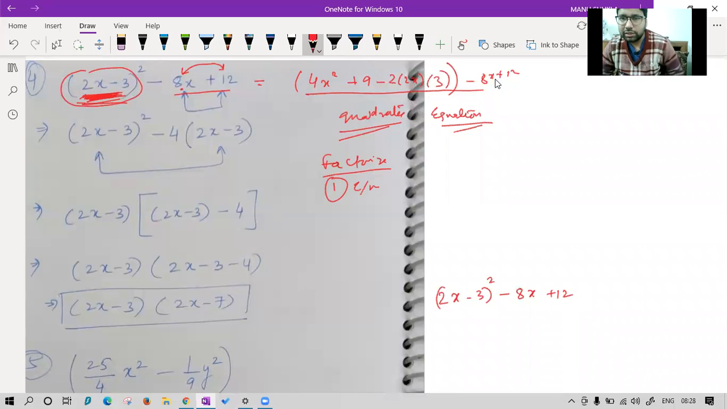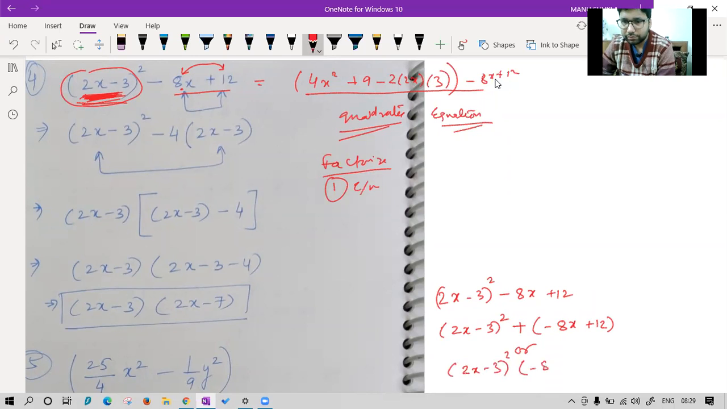Now let me show you some things. If you take common plus 4, what will happen? 2x minus 3 square. I have taken the number like this. Plus, tell me, I am just regrouping the question. Tell me which one is correct. Please tell me, is the first way of regrouping correct or is the second way of regrouping correct? I have made two groups.